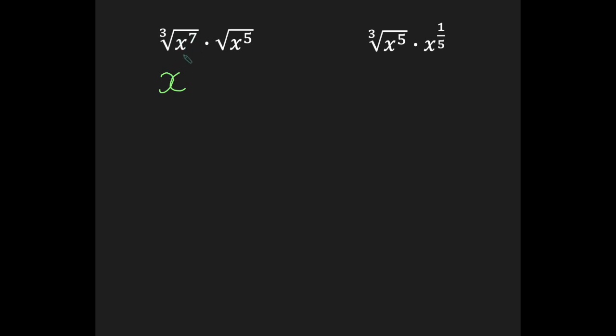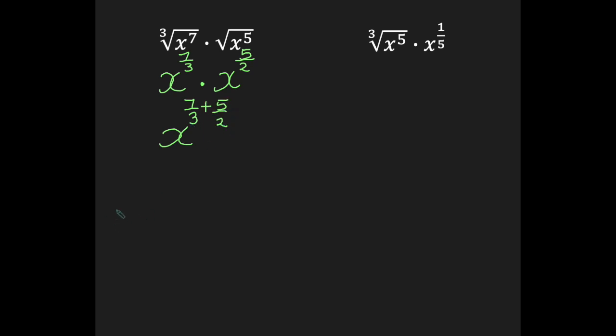So this will be x raised to the 7 over 3. Remember, 3 is your root, so it's your denominator. And I'm multiplying by x raised to the, now I don't see a number for my root, which means it has to be 2. And the 5 is my power. Now the bases match, so I would keep my base and I'm going to add my exponents. So that's 7 over 3 plus 5 over 2.